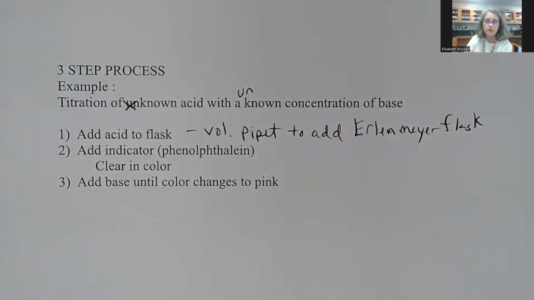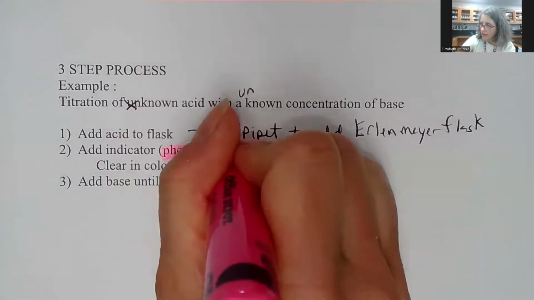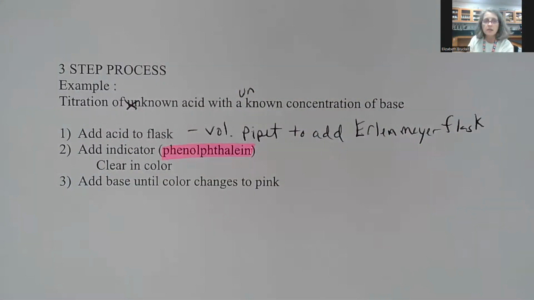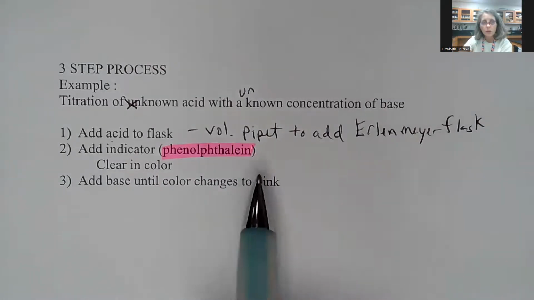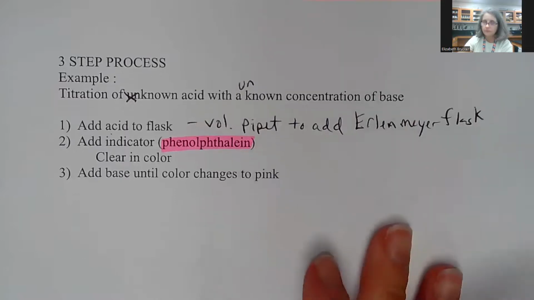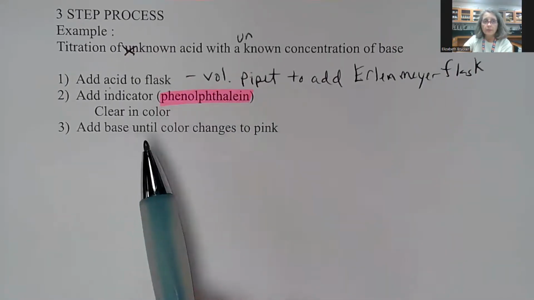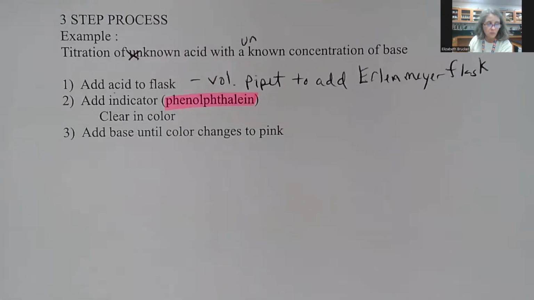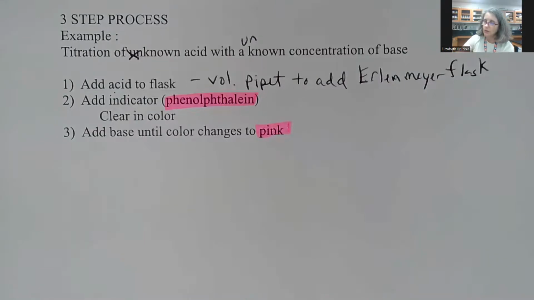We are going to put a couple drops of phenolphthalein, okay? And it will be clear in color because this is an acid. Acids are clear in phenolphthalein. So it's going to be clear in color. And then we're going to add base until the color changes to pink. Okay, so we're going to be using a piece of instrument called a burette.